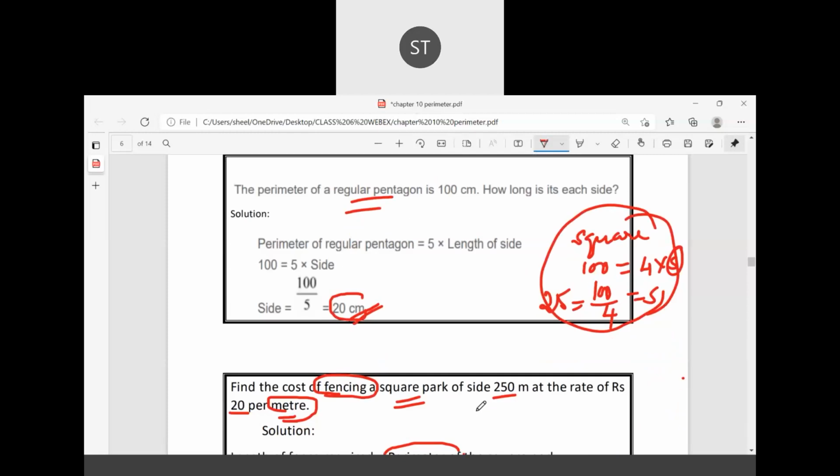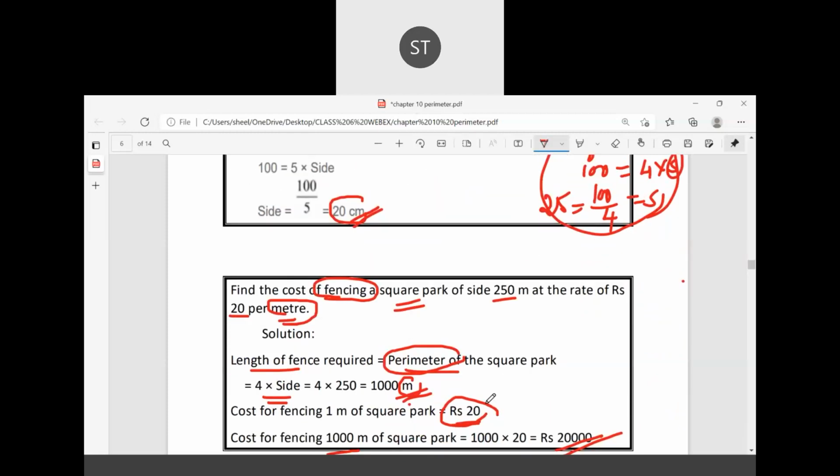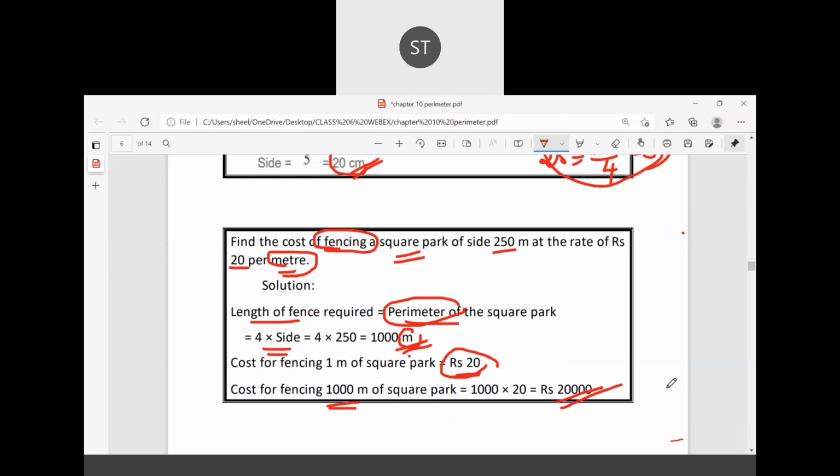Now here what is the change? Cost is asked. Find the cost of fencing. So first what we have to do, we should calculate the perimeter, and we should multiply with the cost. So always check whether the units are the same or not. If the units are the same, then it's correct, directly we can multiply. Otherwise we have to keep uniformity in the unit, then only we can. So what is the answer here? 20,000. How did we get it? We multiplied rupees 20 with the perimeter. Perimeter of a square, so what is the formula we have used? 4 into side. So what is the answer we are getting? 20,000.